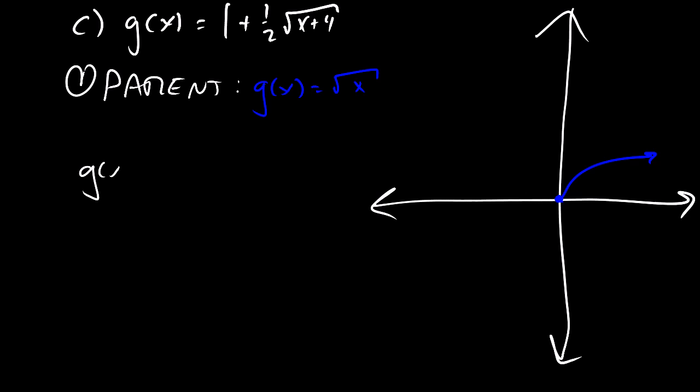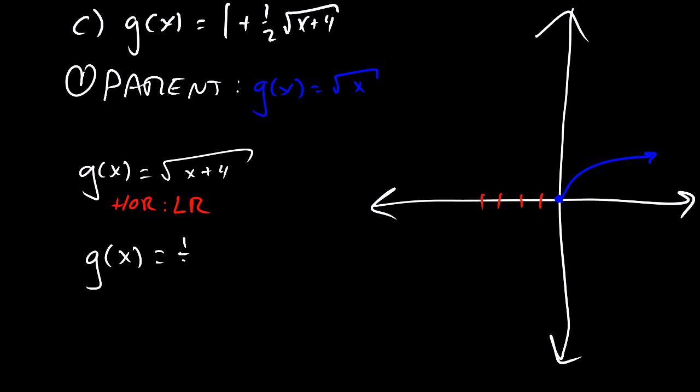So now let's start looking at our shifts. g of x is equal to, start off simple, x plus 4. If the number is attached to our x value, we know it's a horizontal shift. If it's a horizontal shift, we know it does the opposite. So if we're thinking positive 4, it goes to the left 4. So 1, 2, 3, 4. Nice.